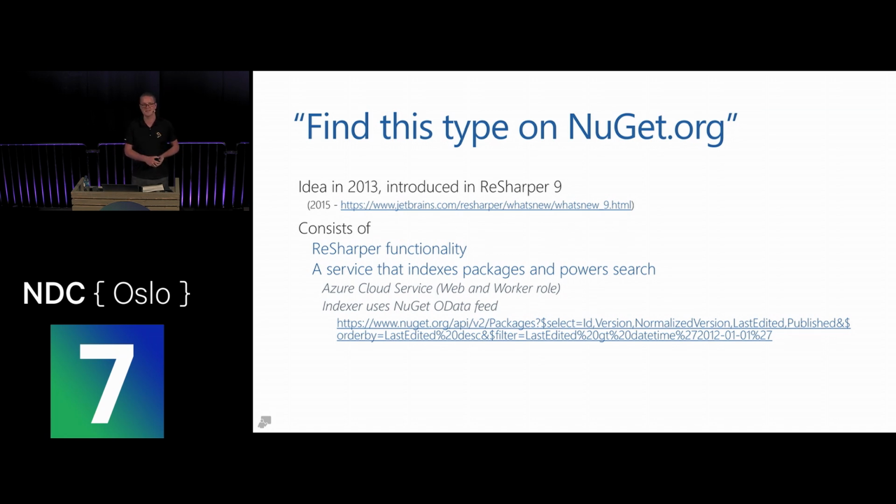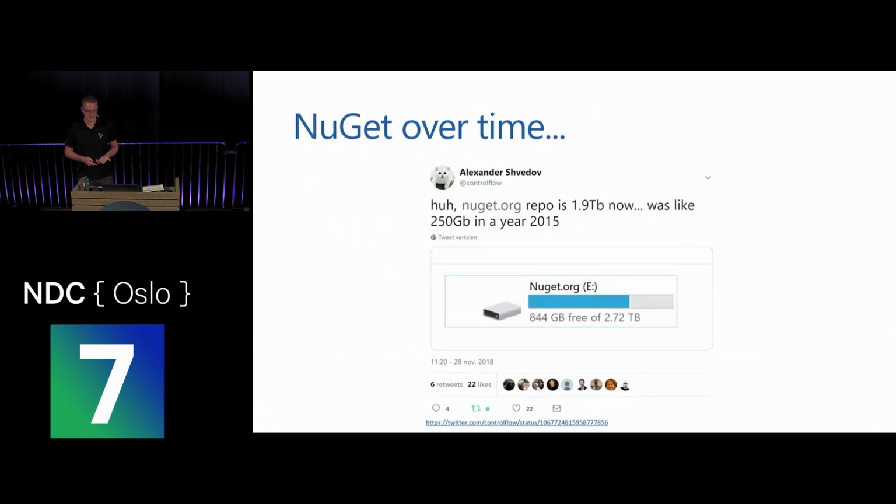The query you see on the slides is basically the query that we use to fetch the latest packages from a certain date and index them in our service. Now, in 2015, NuGet was a little bit different from what NuGet is today. NuGet over time has been growing. Alexander here, whose tweets I've shown, built a service and looked at the disk space that was available, and he noticed that back in 2015, the repo of NuGet was pretty small and it grew over time. So NuGet has become more popular and there are more packages there, so more indexing work for us to do as well.